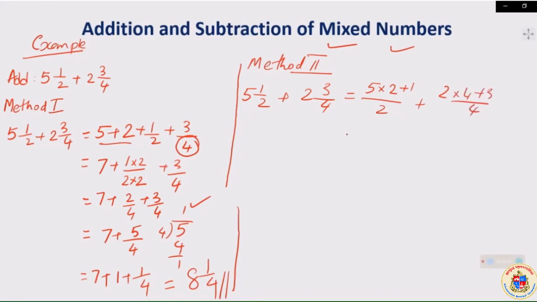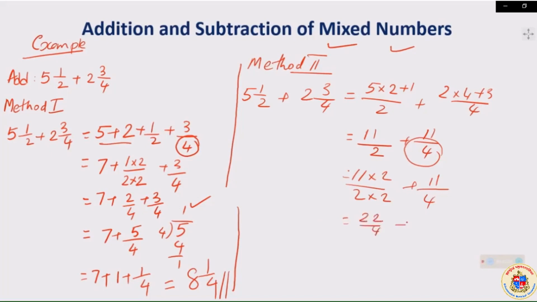Okay, when you calculate it, it becomes 11 upon 2, and it becomes 11 upon 4. Numerators are same, we know about the concept, but here the denominator is 4 in one case, so we'll convert the other one also into 4 by multiplying both numerator and denominator with 2, and naturally 11 upon 4 will remain like that. This will become 22 upon 4. 22 upon 4 plus 11 upon 4 is equal to 33 upon 4.